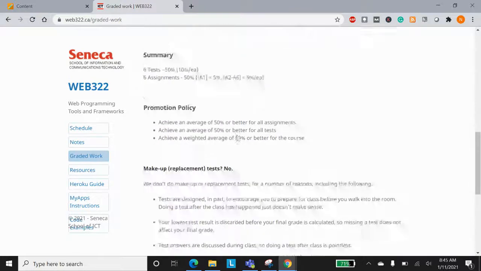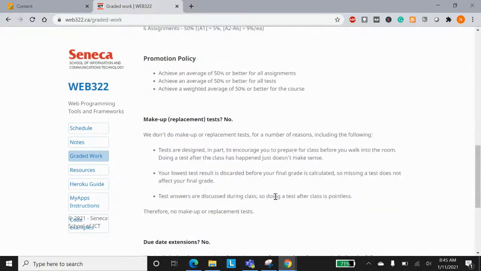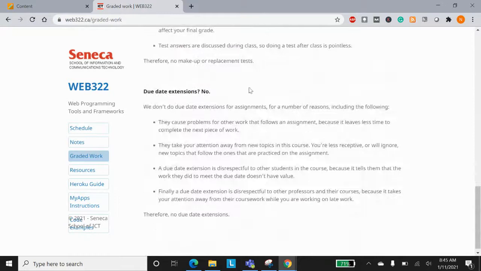Anyhow, let's quickly complete this. So backup and replacement tests are not there, and extensions are not there. Of course, we are human beings, and if something really extraordinary happens, that might be understandable. But we don't give extensions on assignments for a number of reasons. They cause problems for the work that follows an assignment, because it leaves less time to complete the next piece of work. If we extend one assignment's date, that has a ripple effect and changes all those things. So again, this was something we had to discuss.